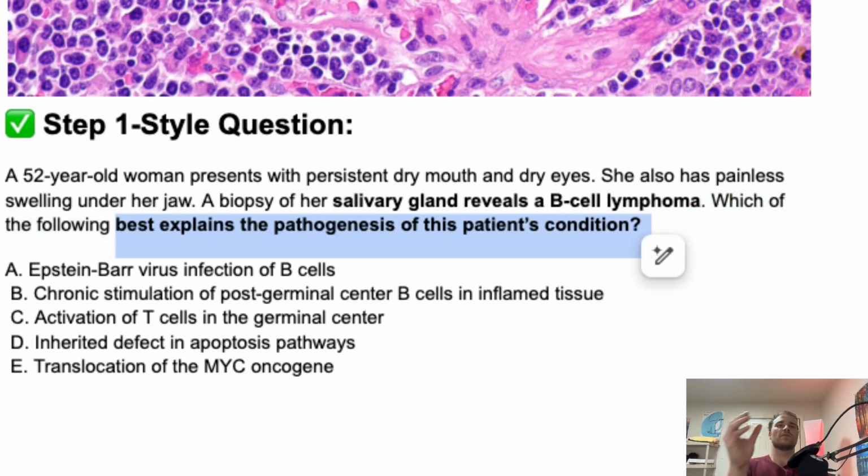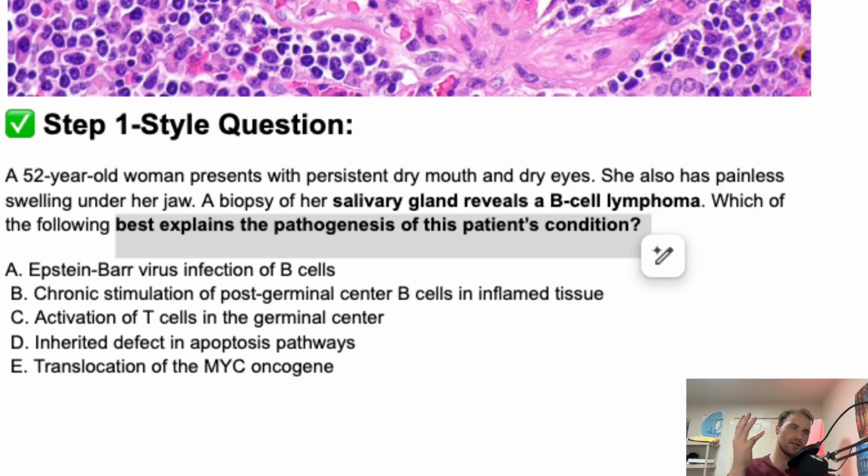Okay, so the marginal zone is formed by post-germinal center B cells. And so whenever we have a marginal zone lymphoma, we can have associations with Hashimoto's thyroiditis, Sjogren's syndrome, and H. pylori gastritis. Okay, so let's talk a little bit about this.